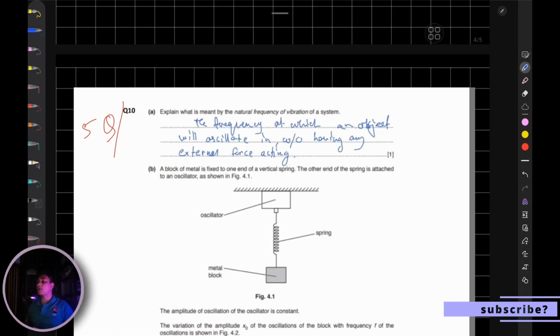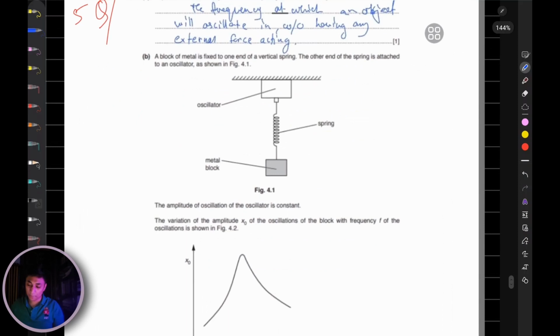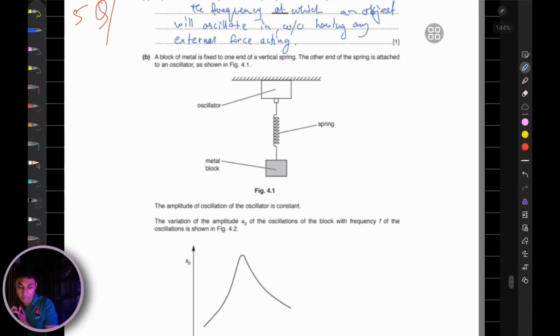That is, if you have a spring and you press it down and you release and you no longer exert any force on it, the frequency at which the spring will move up and down is its natural frequency. Therefore, the frequency at which an object will oscillate on its own without having any external force acting on it, that is the natural frequency. Great.